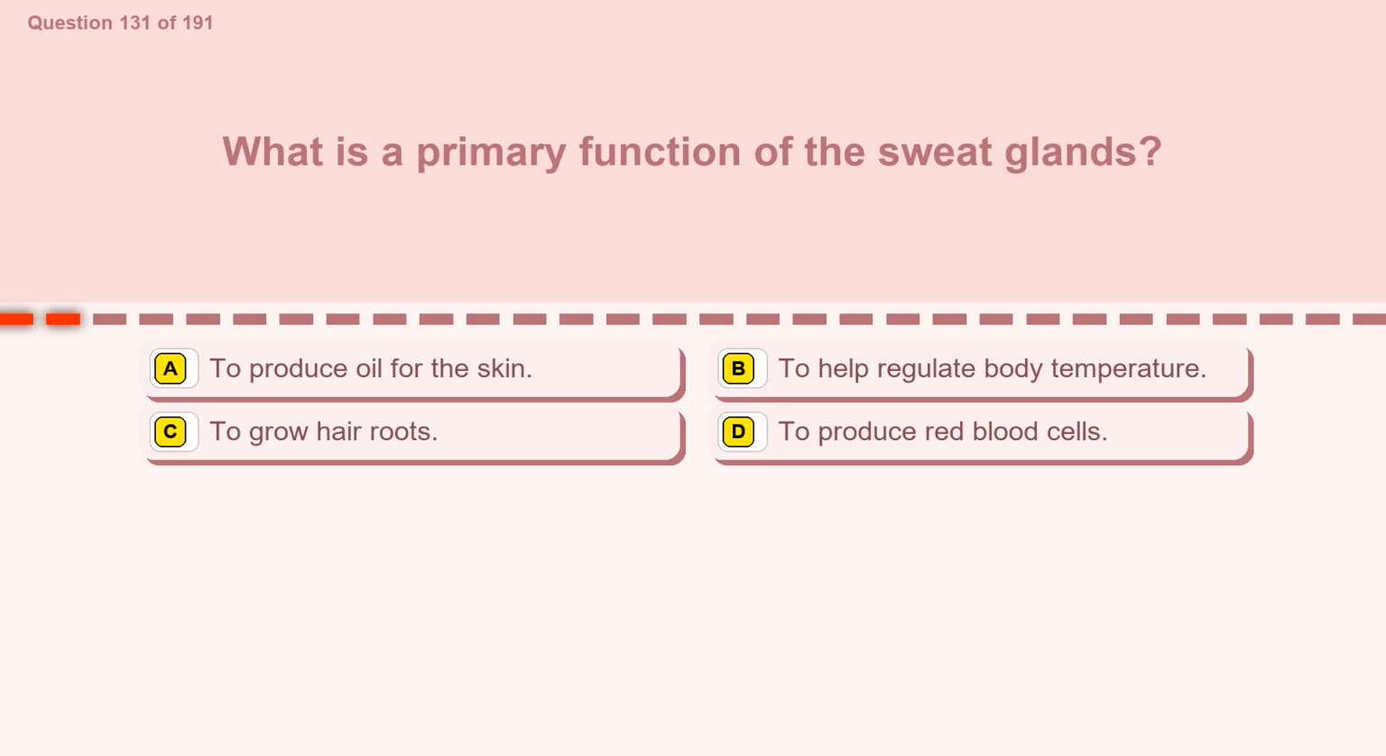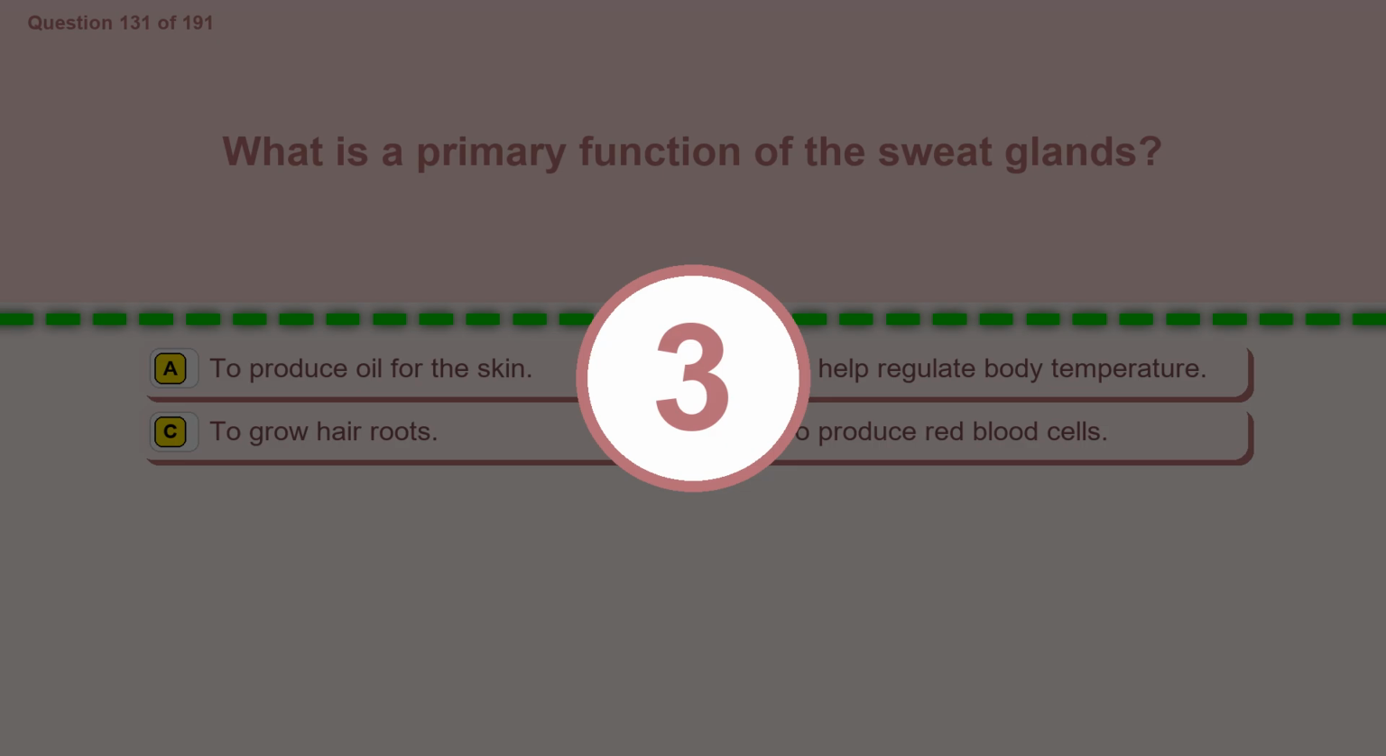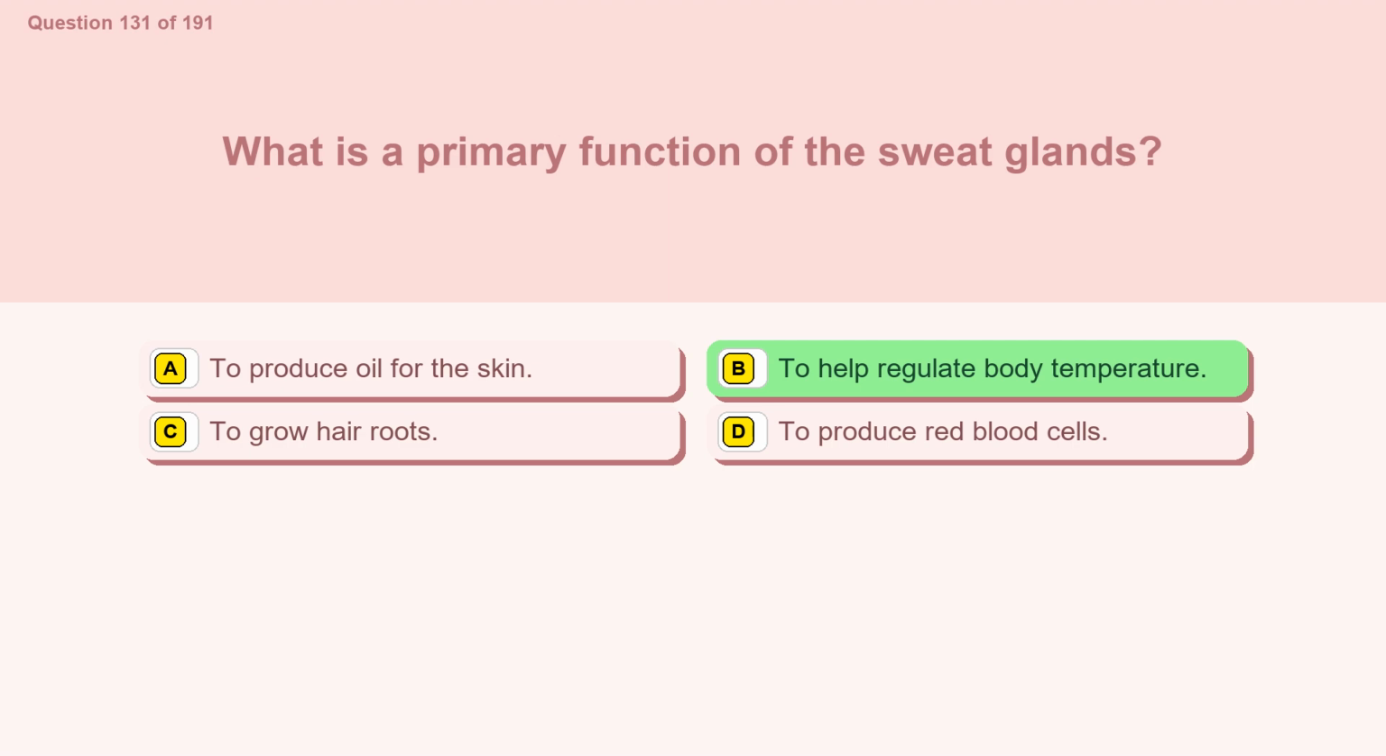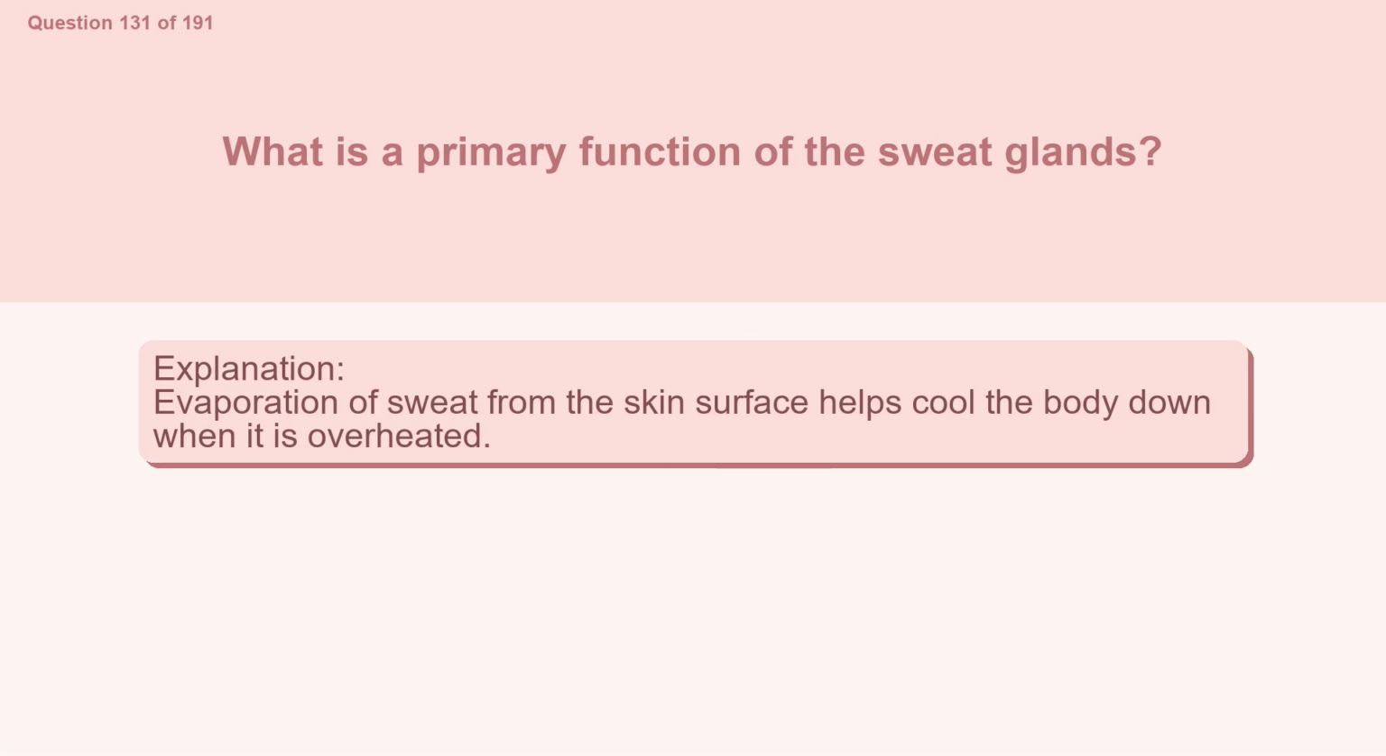Question 131. What is a primary function of the sweat glands? Option A, to produce oil for the skin. Option B, to help regulate body temperature. Option C, to grow hair roots. Option D, to produce red blood cells. The correct answer is option B, to help regulate body temperature. Evaporation of sweat from the skin surface helps cool the body down when it is overheated.